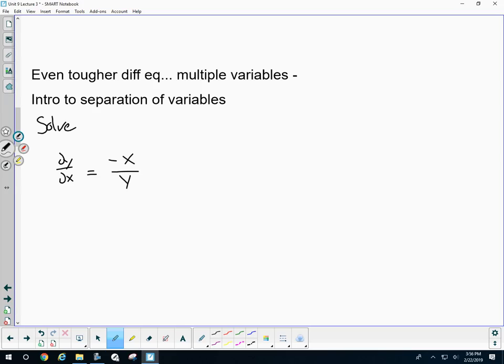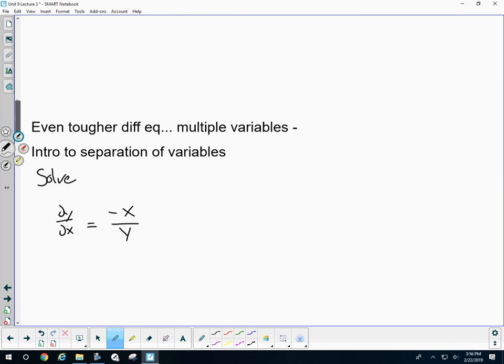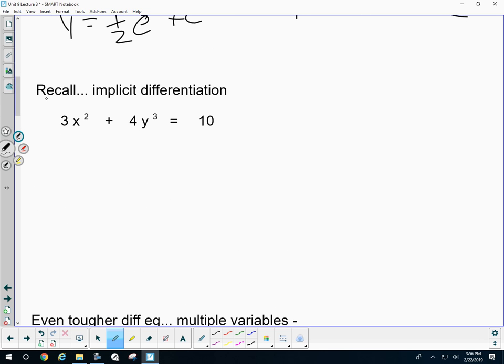And I don't even remember where this comes from. Like, where do you get a derivative with x's and y's? Actually, you should remember where this comes from. Because back in Unit 5, I asked you to find dy dx for an implicit equation like this. And do you remember taking the derivative of this implicit equation? I hope so. And what was the key to this?